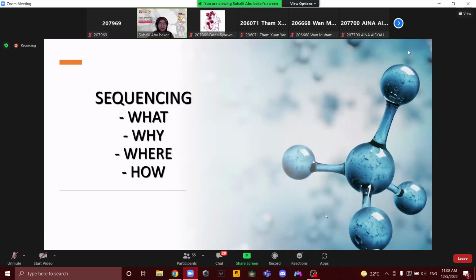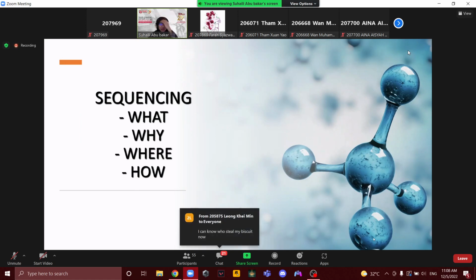Okay, baik. Boleh sambung lagi tak? Kita break 5 minit dan kita tengok sequencing sikit. Boleh? Sequencing nanti kita buat practical dalam next week.